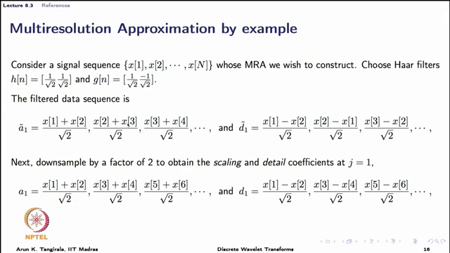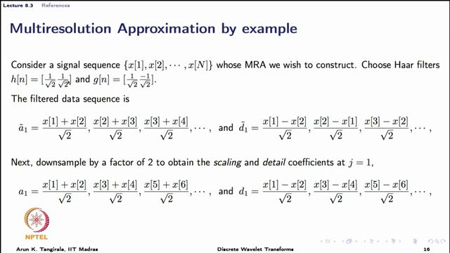So, let us take a signal sequence here of length n, and let us say I want to perform the DWT or the MRA. Let us choose the Haar filters. The Haar filters are given as 1 over root 2, 1 over root 2, that is the low pass filter, and g of n is the high pass filter, 1 over root 2, minus 1 over root 2. In fact, you can quickly check that when I sum up the coefficients in h of n, what do I get? I get root 2. So, it satisfies the condition that I had for low pass filtering, right.